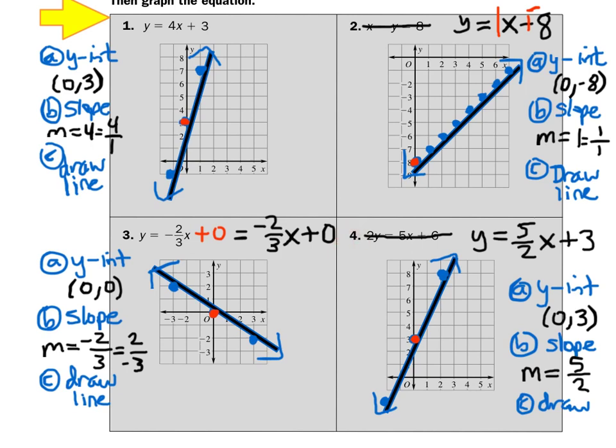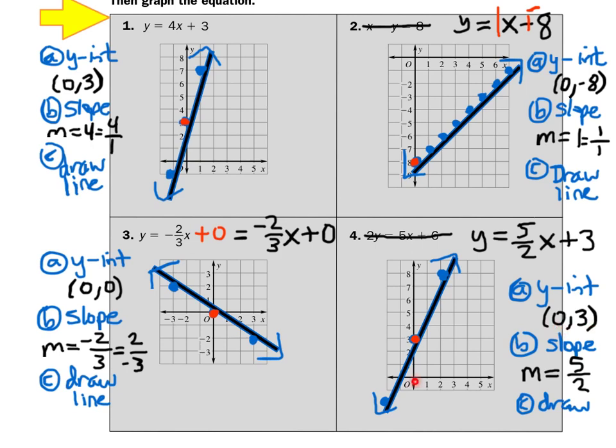Okay, take a look at number 4. Again, they didn't solve for y, so I solved for y for you. It's y equals 5 over 2 x plus 3. So the first thing you do is find the y-intercept, the number that's being added. I see 3 is being added, so I wrote it as a point, (0, 3).